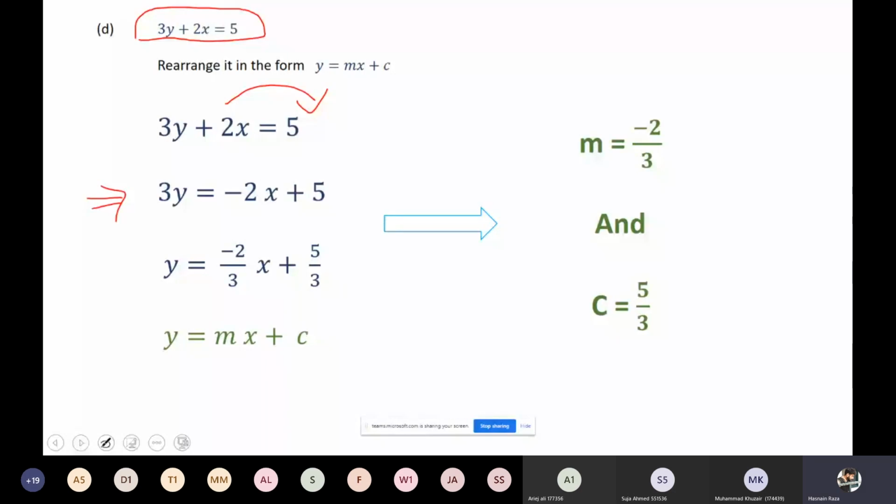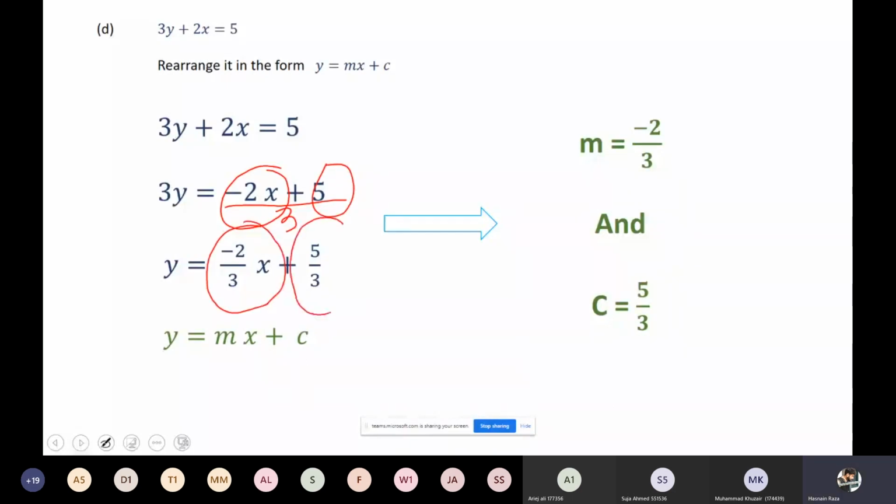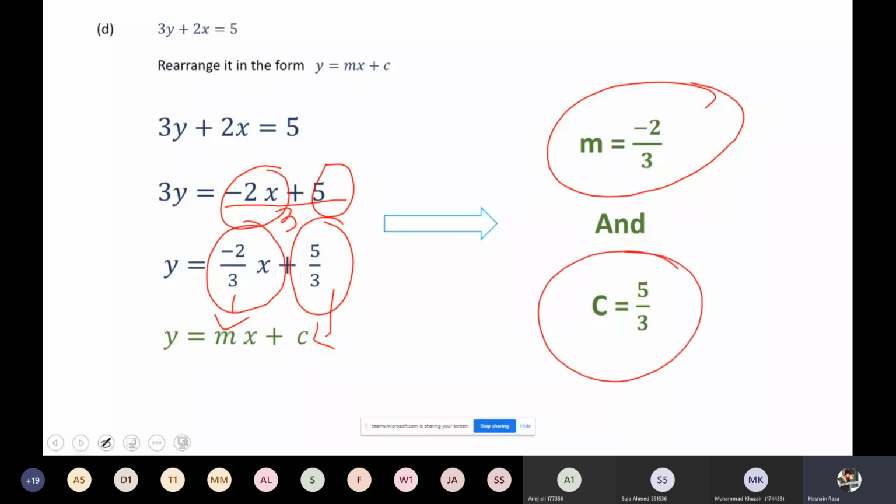Okay, if I remove the 3 from here, it will come here as whole upon 3. What does whole upon 3 mean? It means that every number present, under each of them there is a 3. And we have two terms: first is negative 2x and the other is positive 5. So under negative 2x there is 3 and under positive 5 there is also 3. So from this we concluded that the slope of the equation given in this part is negative 2 upon 3 and the y-intercept is positive 5 upon 3.